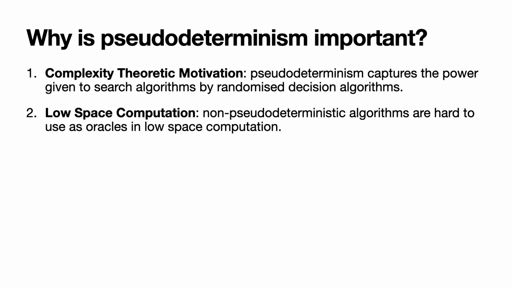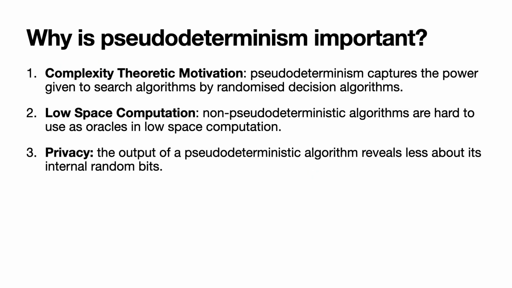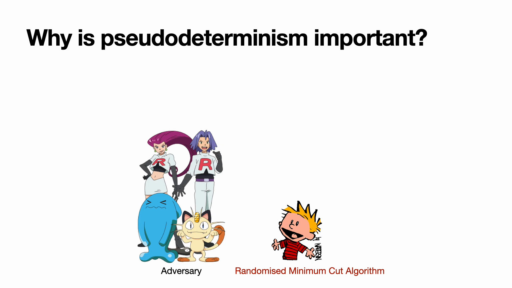Good. Now let's move on to the third reason, which is privacy. And I mean privacy in a theoretical sense here. So the output of a pseudo-deterministic algorithm reveals less about its internal random bits. So imagine that Calvin is a randomized minimum cut algorithm and Team Rocket here is an adversary. So a randomized algorithm is essentially a mapping, given, let's say we fix a graph as input, from random bits to minimum cuts, right? So for example, Calvin thinks of some random bits and then outputs a minimum cut.